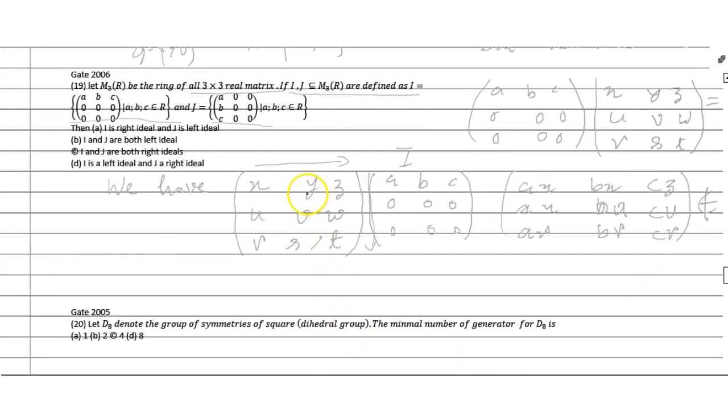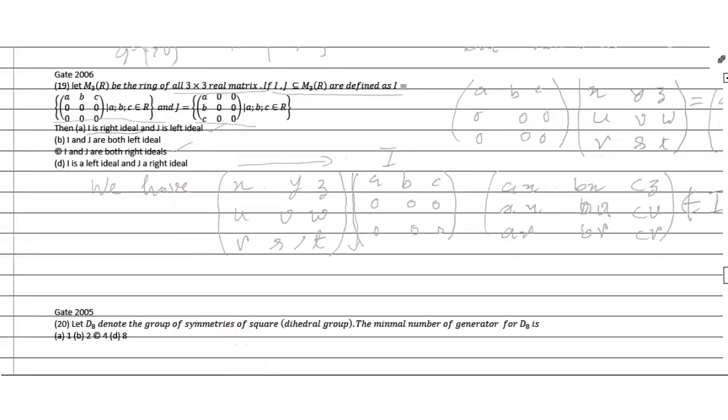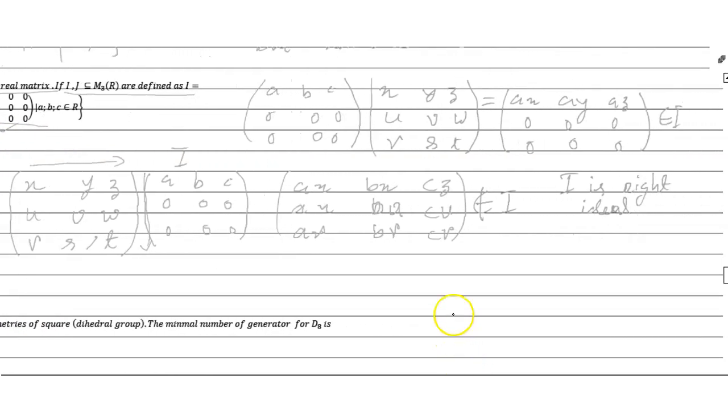I is a right ideal. So my possibility: I is a right ideal, J is a left ideal. No, this and this two options are correct. Maybe correct, maybe not correct. So again I will check in case of J.